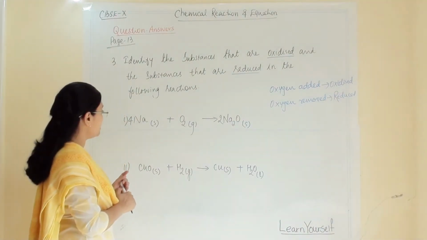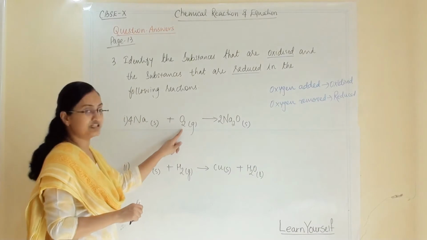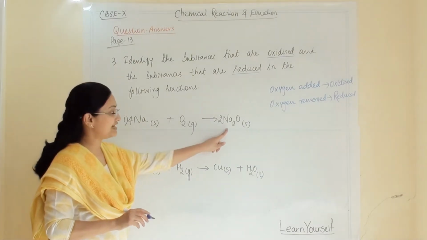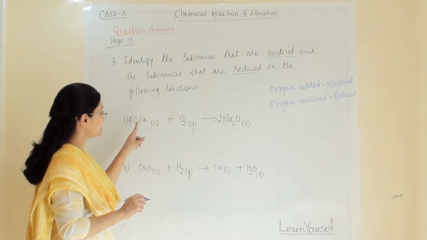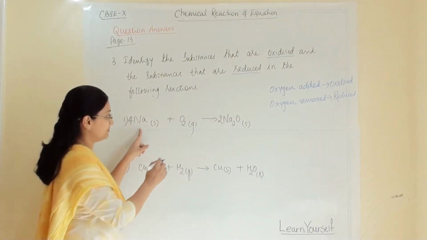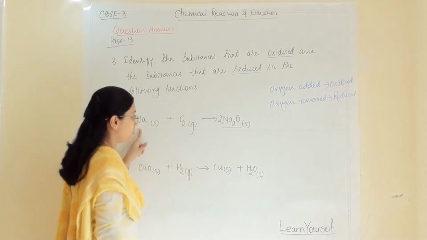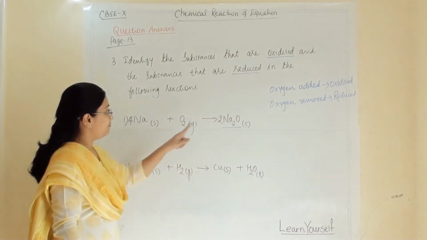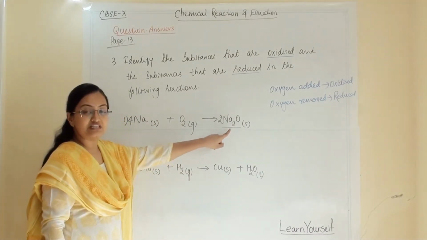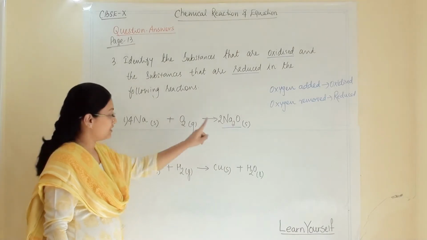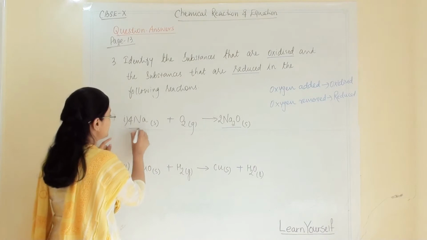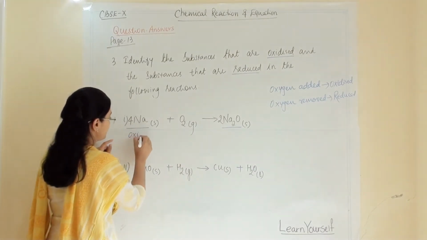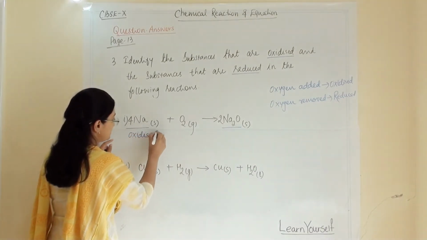In this, sodium is there, then it is reacting with oxygen and we will get sodium oxide. So here directly oxygen is being added to sodium. So this is our sodium oxide, where oxygen is being attached with sodium. Earlier oxygen was there? No. So sodium is being oxidized in this reaction.